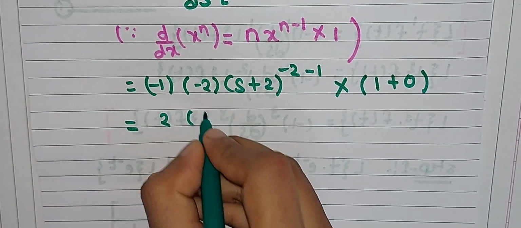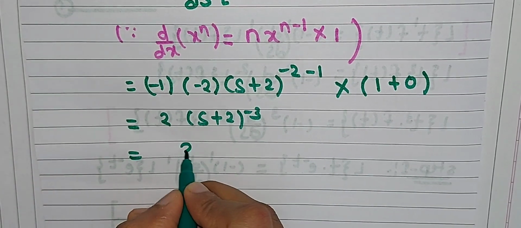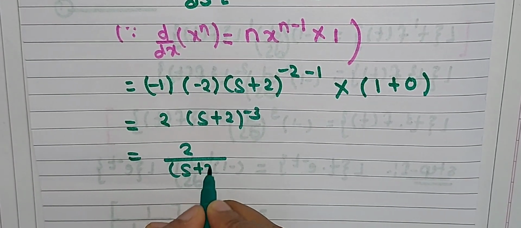Okay, and this is nothing but (s plus 2) raised to minus 3, and this can also be written like this, that is 2 divided by (s plus 2) raised to how much? 3.